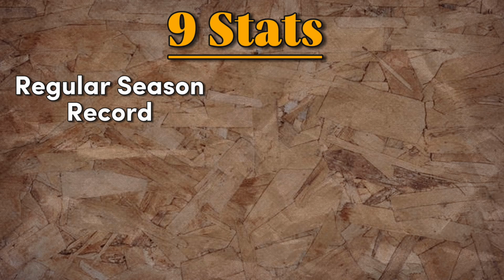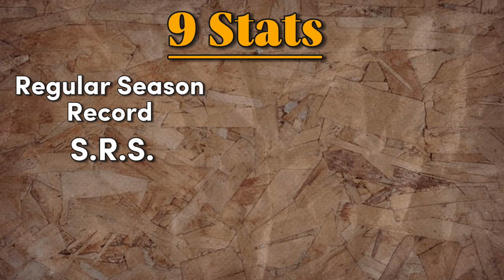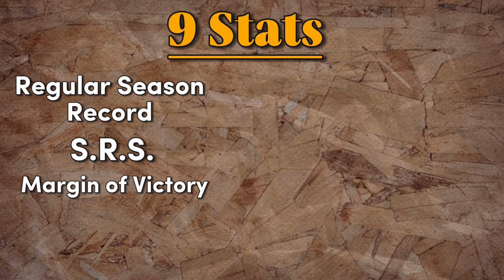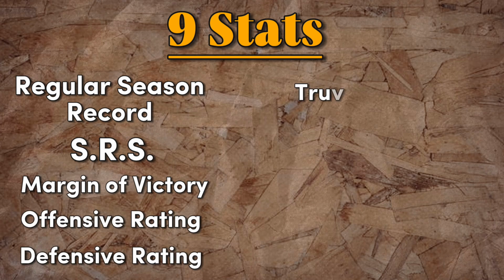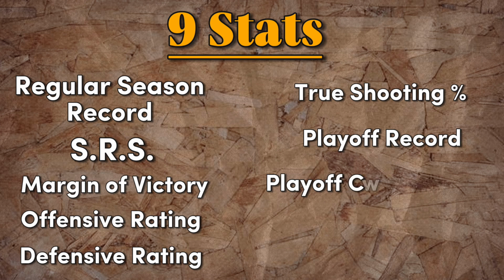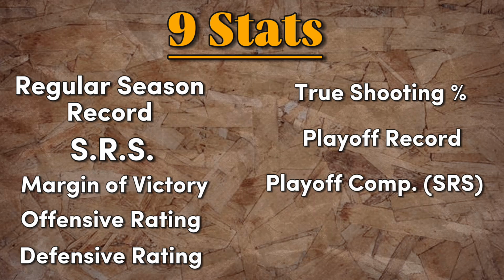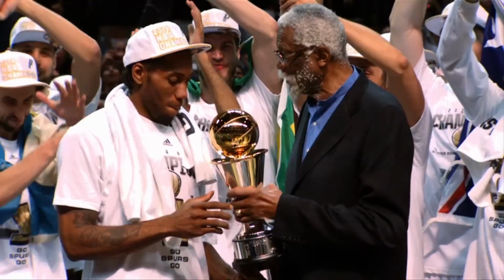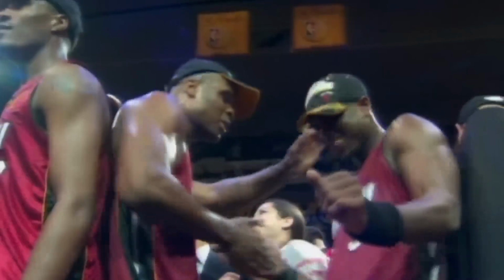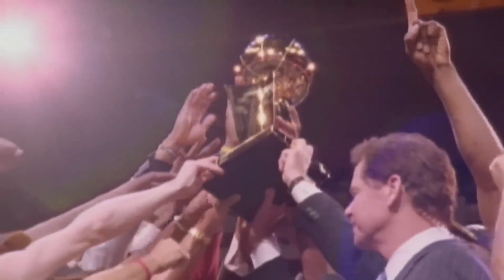In this video, I used 9 important stats to guide myself to a conclusion. Regular season record, SRS score, which is margin of victory plus strength of schedule, margin of victory, offensive rating, defensive rating, true shooting percentage, playoff record, playoff competition based off SRS scores of opponents, and playoff net rating. So both regular season and playoff success will be accounted for, and these numbers are still extremely relevant to use today. So to come to a concrete and objective ranking, the majority of my decisions made on this pyramid are going to be guided by these stats. So let's get started with tier 5.